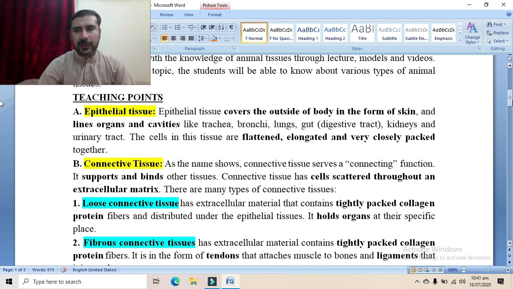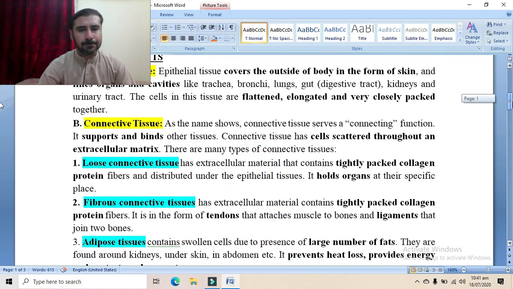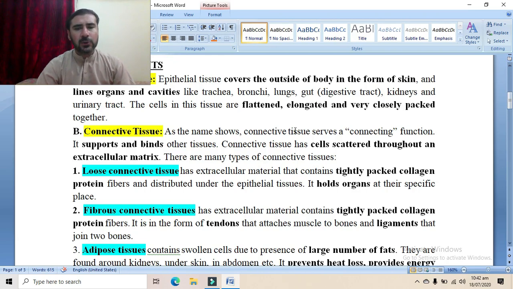Connective tissues, the second type, the second category. As the name shows, connective tissues basically serve as a connecting link, as a connection between the various organs as well as the various parts of the body. So it serves as a connecting function. It supports and binds other tissues. Connective tissue has cells which are scattered throughout an extracellular matrix.